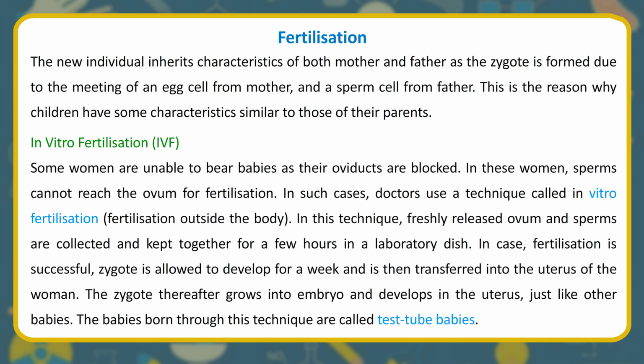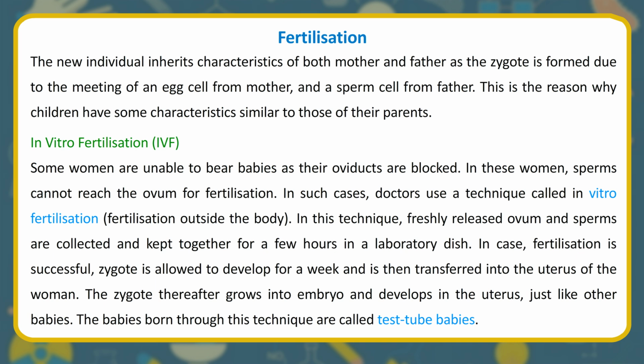In vitro fertilization, IVF. Some women are unable to bear babies as their oviducts are blocked. In these women, sperms cannot reach the ovum for fertilization. In such cases, doctors use a technique called in vitro fertilization, fertilization outside the body. In this technique, freshly released ovum and sperms are collected and kept together for a few hours in a laboratory dish.